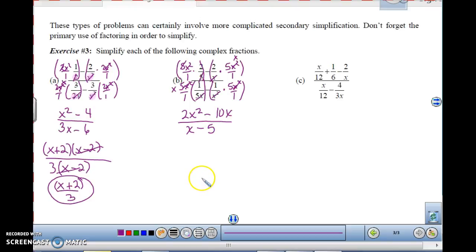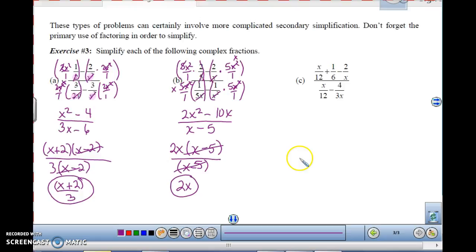Okay, factor, factor, factor. How does the top one factor? By GCF, not by double bubbles, because it doesn't have a third term. So your GCF here is going to be 2x, leaving x minus 5. The denominator is x minus 5, so cancel, cancel. You are left with 2x, and that's your final answer.